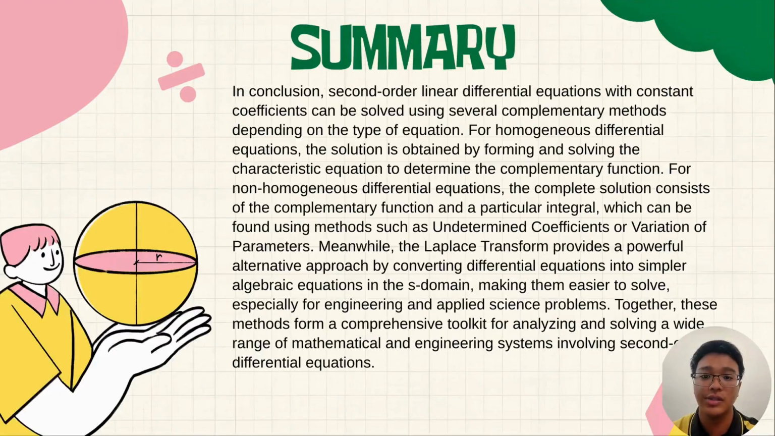So for a conclusion, second order linear differential equations with constant coefficients can be solved using several complementary methods depending on the type of solution. For homogeneous differential equations, the solution is obtained by forming and solving the characteristic equation to determine the complementary function. For non-homogeneous differential equations, the complete solution consists of the complementary function and particular integral, which can be found using methods such as undetermined coefficients or variation of parameters.